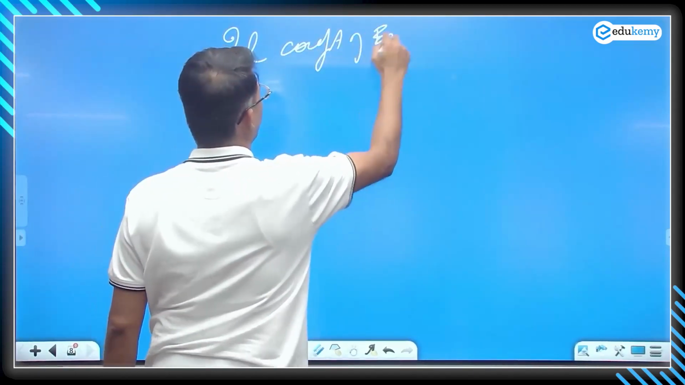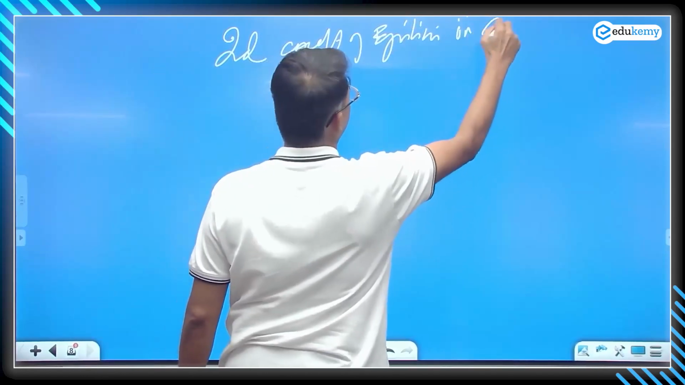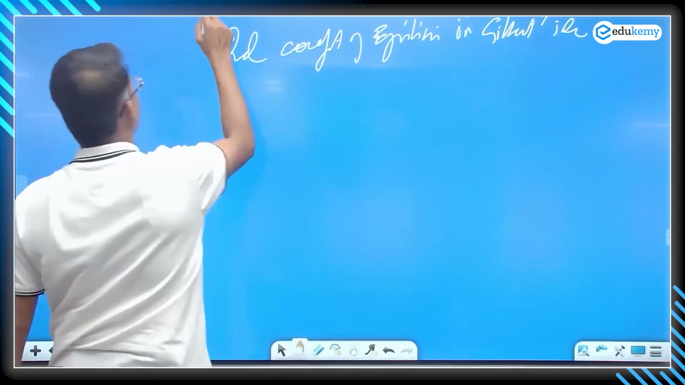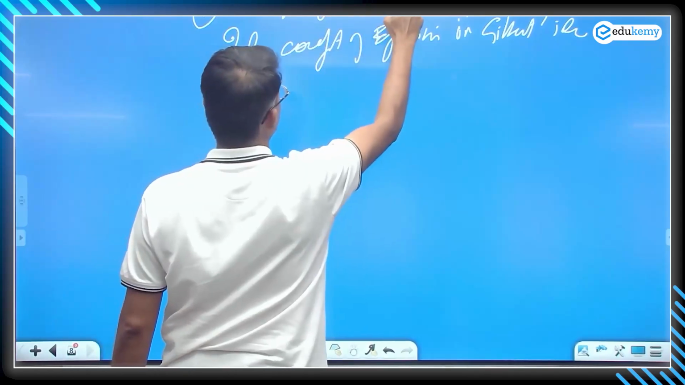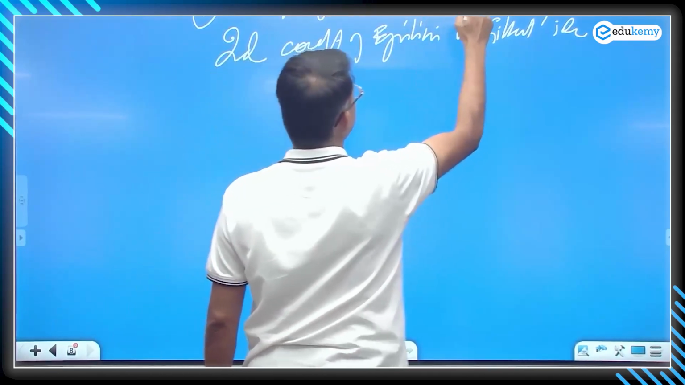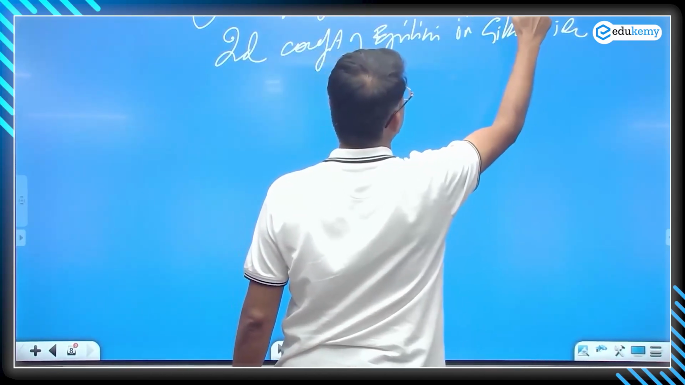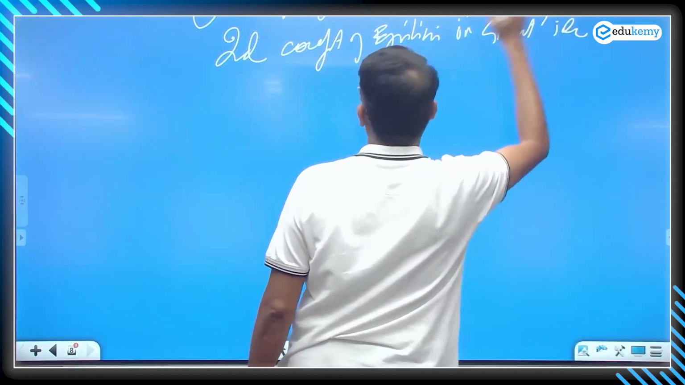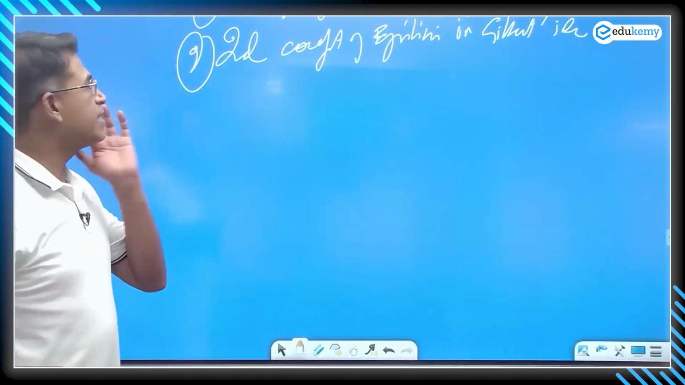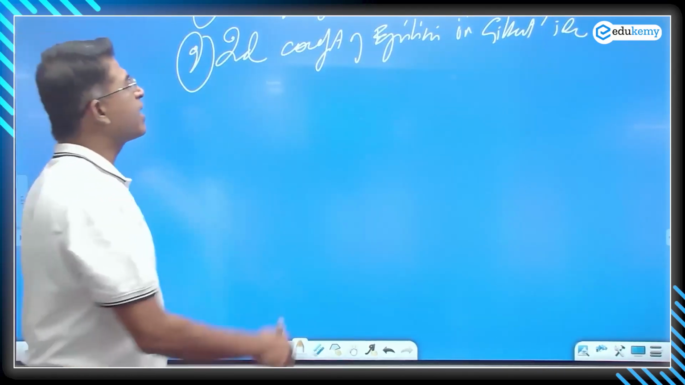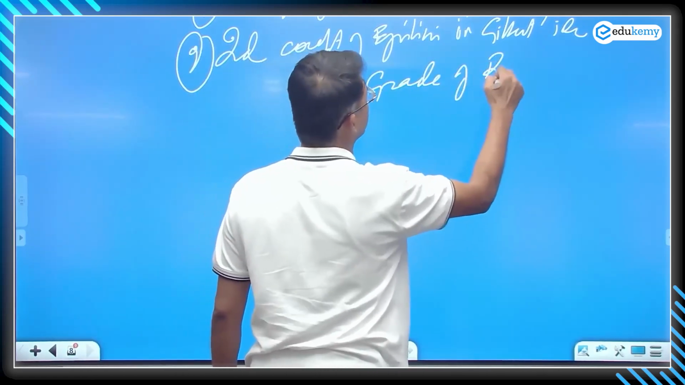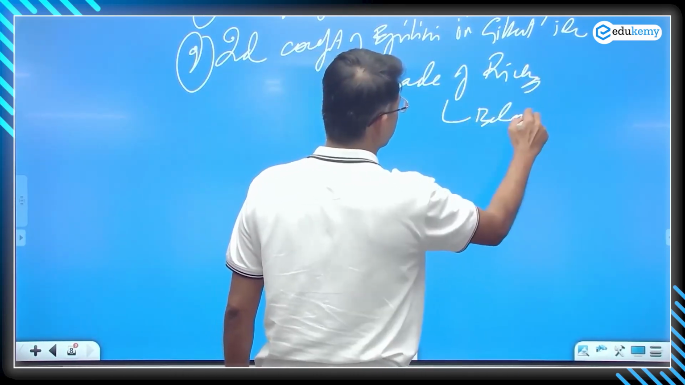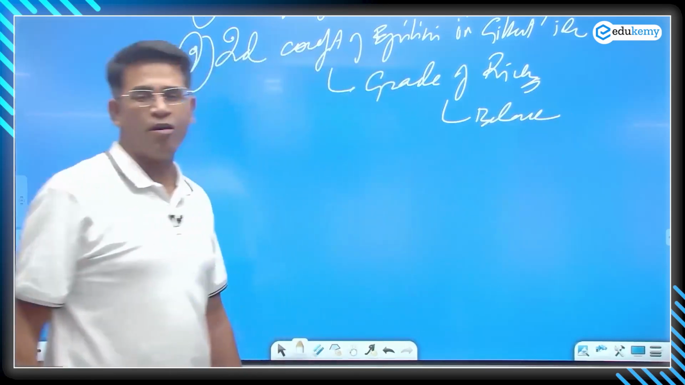concept of equilibrium in Gilbert's idea. First concept तो हो गया principle of a least force, which is essentially the sum of all forces acting is equal to 0. ये पहला वाला बता दिया मैंने. ये second concept है. The second is about the concept of grade of a river. ये भी एक type का balance है. The concept of grade of a river.